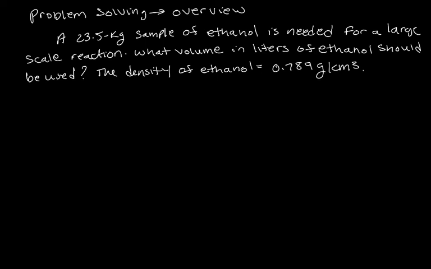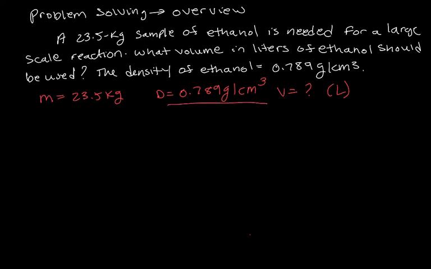So let's start with our givens. We know that our mass here is 23.5 kilograms. And our density is 0.789 grams per cubic centimeter. So what is our volume in liters? And again, I taught you how we can use density as a conversion factor between volume and mass. And since we're given the mass, we can start out with mass to figure out what volume is.